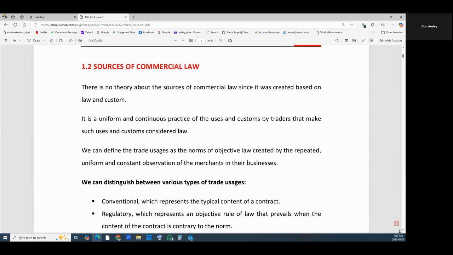Sources of commercial law. Well, there is no theory about the sources of commercial law since it was created based on law and custom. It is a uniform and continuous practice of the uses and customs by traders that make such use and customs considered law. We can define the trade usages as the norm of objective law created by the repeated, uniform, and constant observation of the merchants in their business.